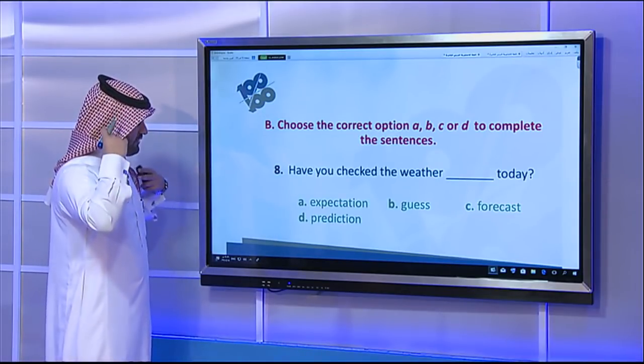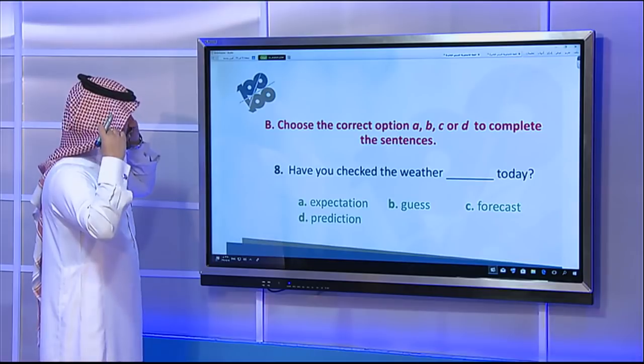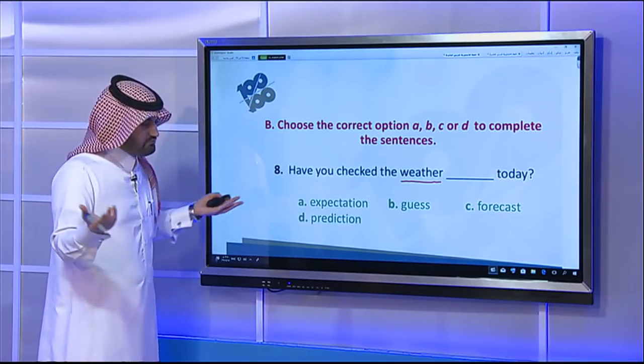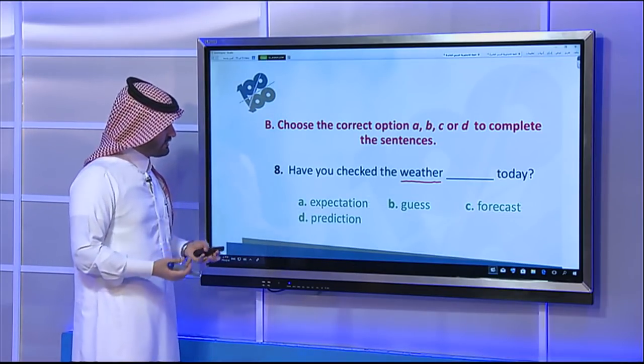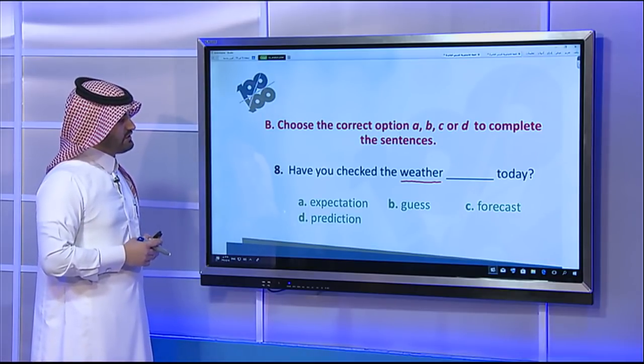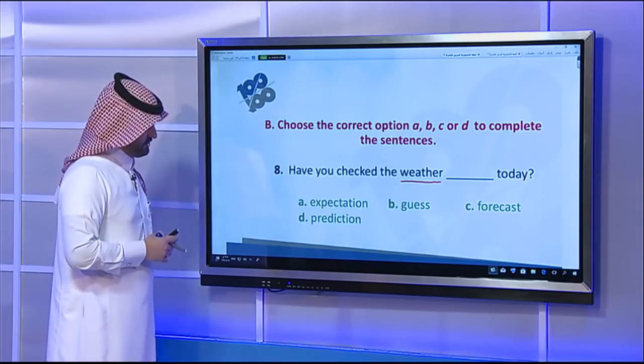Now let's move to number 8. Have you checked the weather today? He's asking about the weather, what the weather will be like. He is asking about the future. Can you tell us? A, expectation. B, guess. C, forecast. D, prediction.